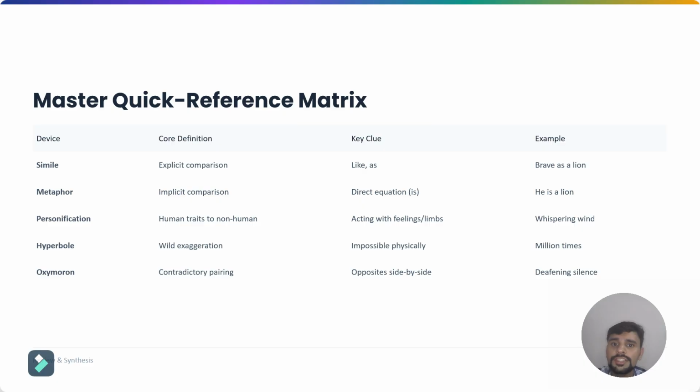Now let's build a mental checklist. If you say "like" or "as" plus comparison, it's simile. Direct comparison is metaphor. Human quality given to non-human, personification. Extreme exaggeration, hyperbole. Contradictory words together, oxymoron. Contradictory broader statements, paradox. Repeated initial consonant sounds, alliteration. Repeated vowel sound, assonance. And sound imitation, onomatopoeia.